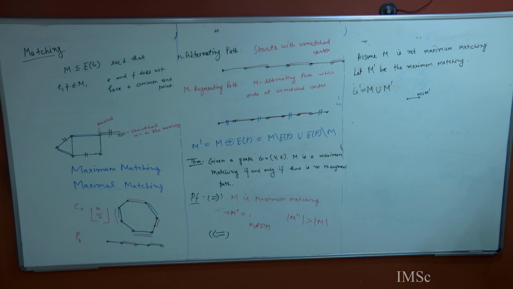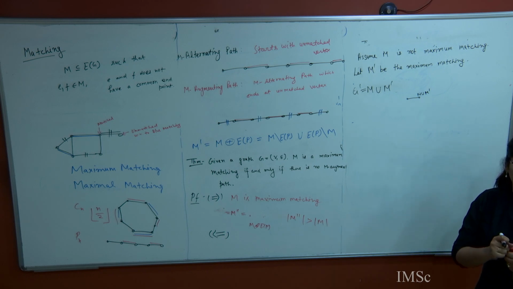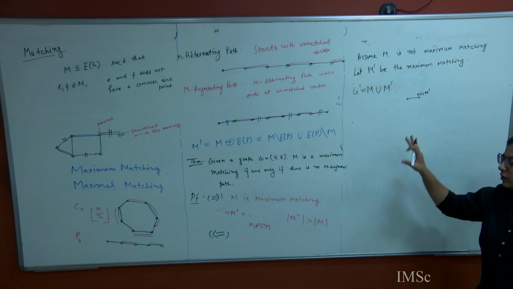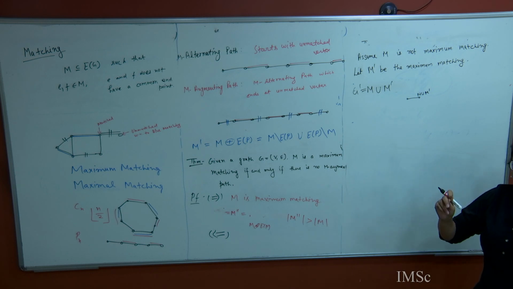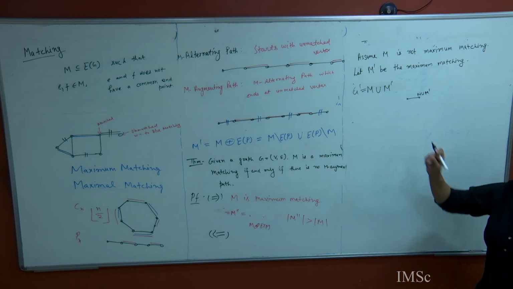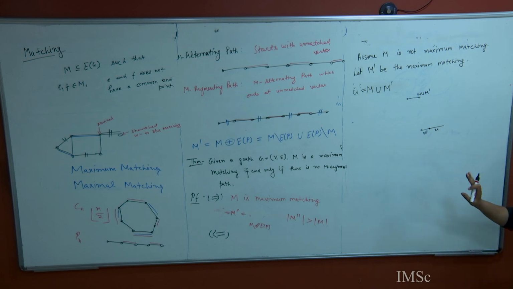Edges only in M and not in M prime, and edges only in M prime. Yes, that is true, but how will the graph look? First of all, can we have some 3-degree vertex in this graph? No, right? Only vertices of degree 2 will be there, because a vertex may be matched by both M and M prime, so its degree would be 2, one edge from M and one from M prime, but it cannot have any more edges incident on it.